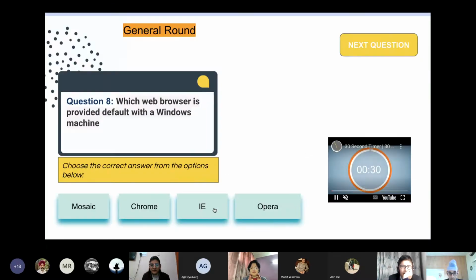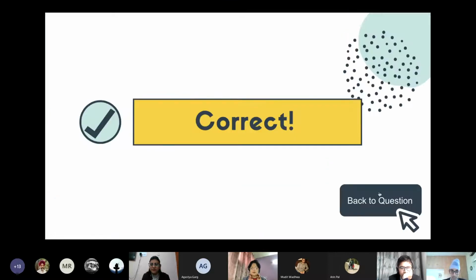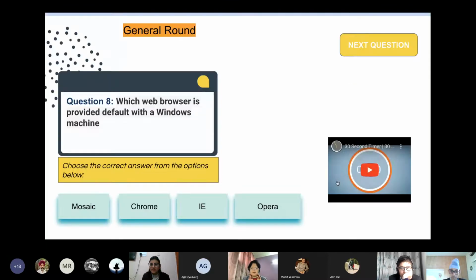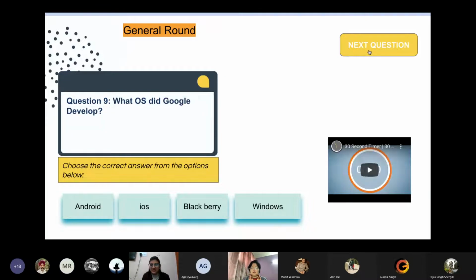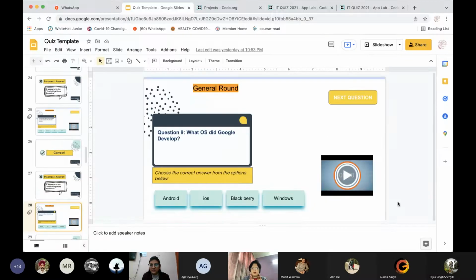No, I think it is IE. The answer was by mistake that. Otherwise, this is IE. The option is IE. Did you understand? And what do you mean by IE? Internet Explorer. Very good. So now this is all over. So we will be moving on to the next round. And for the next round, let me explain what it will be like.